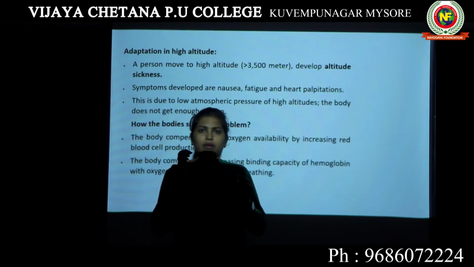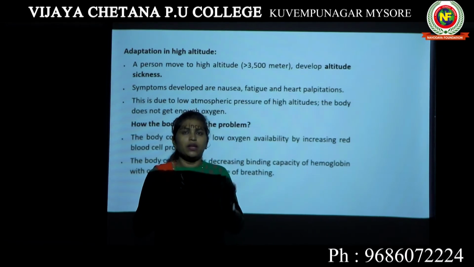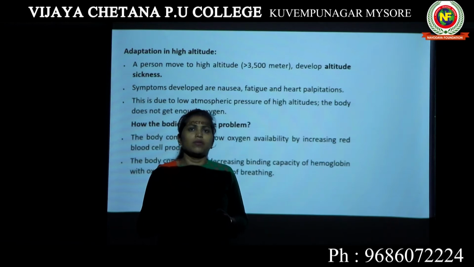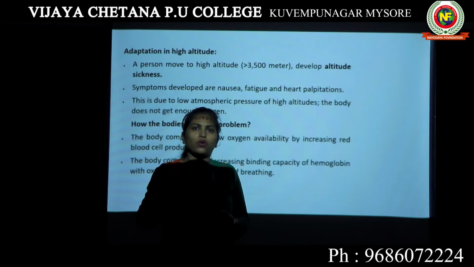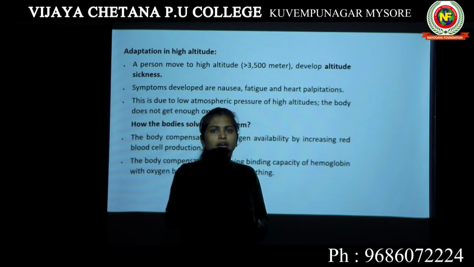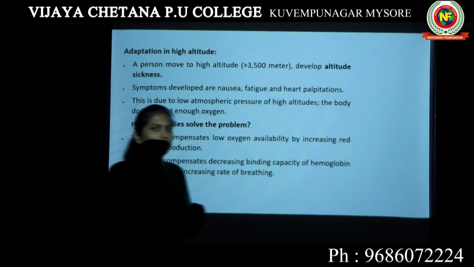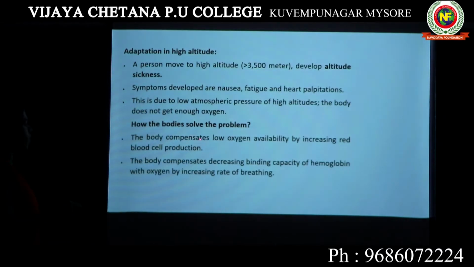When more and more hemoglobin is produced, hemoglobin being a pigment present inside the RBC, there is a lot of chance of this hemoglobin getting combined to all the available oxygen present in the atmosphere. It will catch up with the oxygen and compensate the oxygen deficiency of your body. The body compensates low oxygen availability by increasing RBC production.